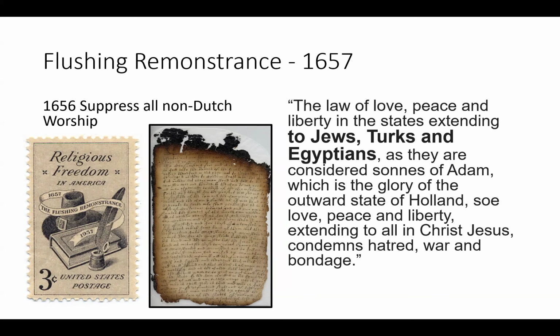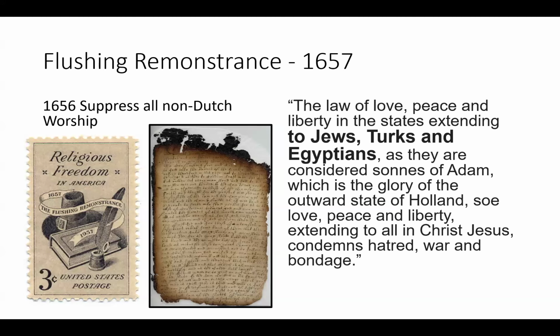Well, the community of Baptists and Quakers in Flushing, Queens, decided that they were not going to put up with this religious persecution. So they wrote a letter to Holland, which you see in its burnt edges in the middle picture, where they demanded religious freedom for all Christians, for Jews, and even Turks and Egyptians, which in their parlance meant Muslims. So it was a Flushing remonstrance.